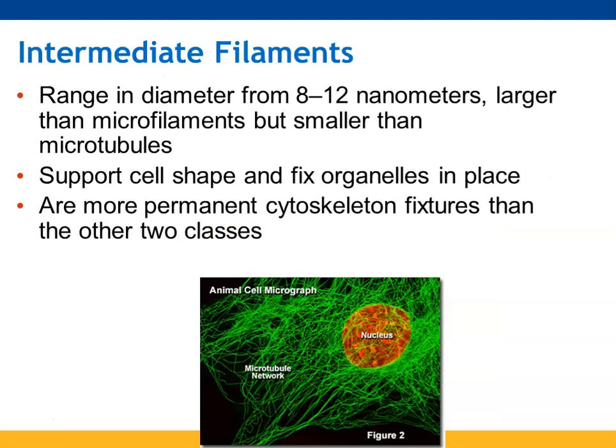So intermediate filaments, again, are going to fall between the microtubules and the microfilaments. They, again, assist with holding those organelles in place, and they are a little more permanent than the other two. So when you have your intermediate filaments, they're going to be more static.